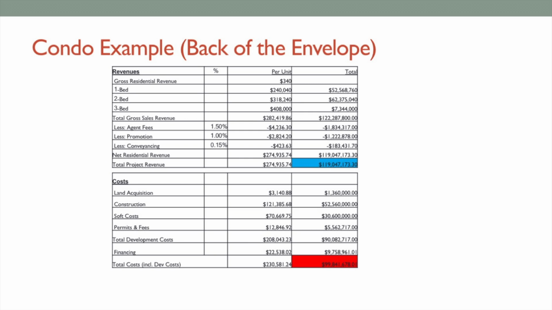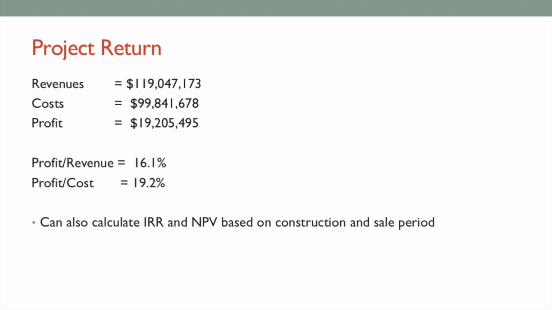So how do we determine a return rate on this? Well, if we're looking at a static one point in time, we don't have the cash flow to go through a discounted cash flow analysis. So we're just going to use revenues relative to cost or profit. And this is what a lot of condo developers use. So we have 119 revenues, we have 99 costs, and we have 19.2 profit.